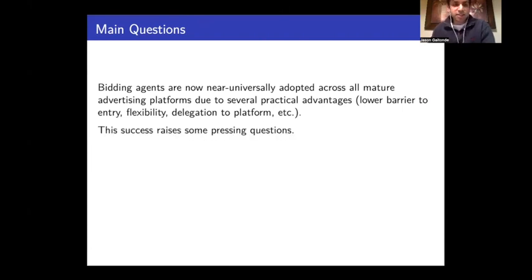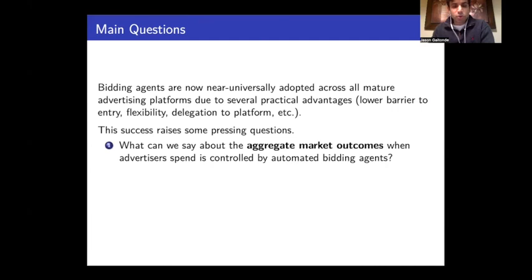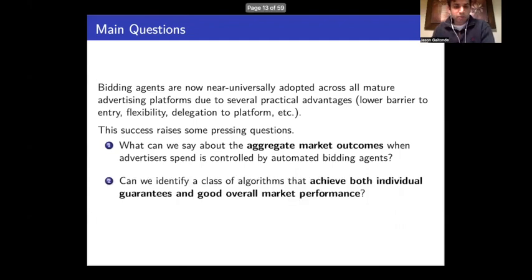But because of the success of these bidding agents, we now have some very pressing theoretical and practical questions. The first one is, what can we say about the aggregate market outcomes when all the advertisers are using these automated bidding agents? In particular, what kind of outcomes arise and how good are they? Moreover, can we identify a class of algorithms that will achieve good individual guarantees for any given advertiser, as well as good aggregate and overall market performance?